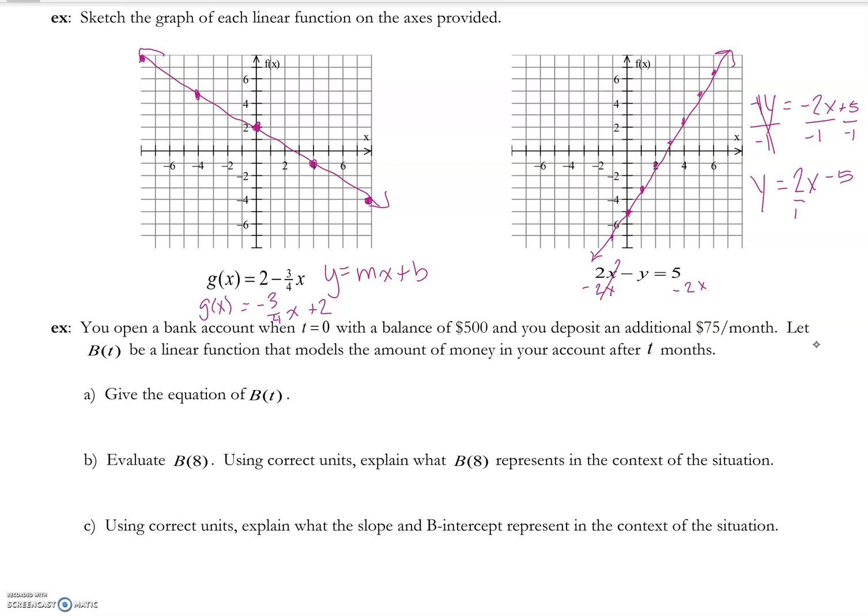Similarly for my second function, my y-intercept was at negative 5. My slope is positive, so reading from left to right, my graph goes up, and my slope is 2 over 1. Up 2 over 1, up 2 over 1.